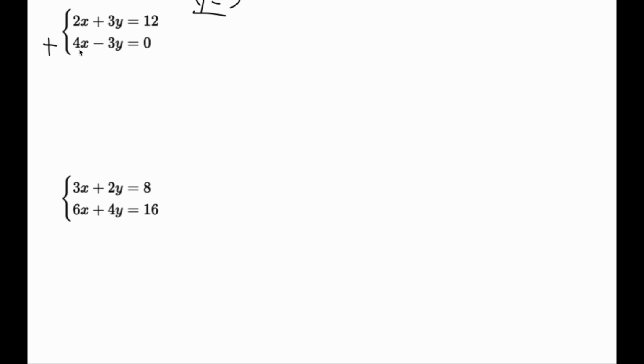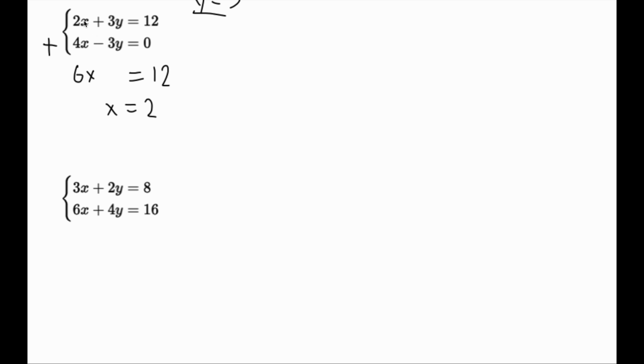So what we're going to do: 2x plus 4x equals 6x, plus 3y minus 3y equals 0, so we don't need to write anything right there. And then 12 plus 0 is just 12. Now divide by 6 on both sides. x equals 2. Okay, and just like before, now that we've solved for one of the variables, we just plug back in.